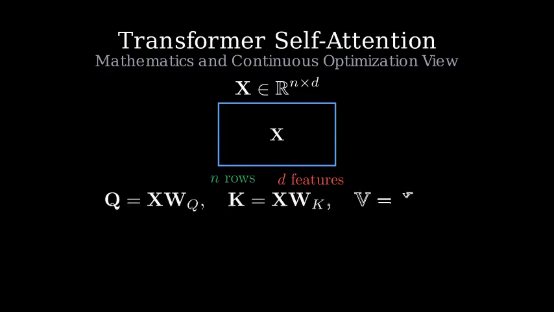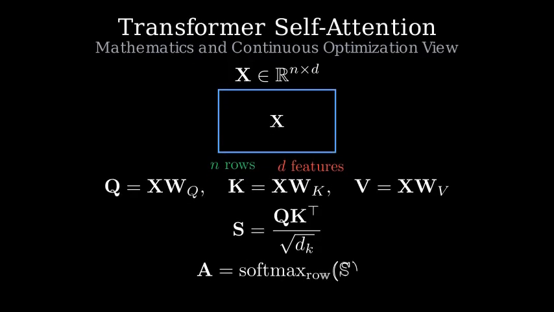Scores are computed by S equals QK transpose divided by the square root of d_K. We turn each row of S into a probability distribution using row-wise softmax to obtain A. Finally, the output is Y equals AV.